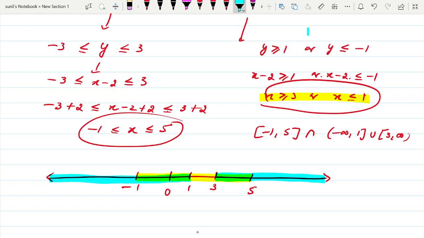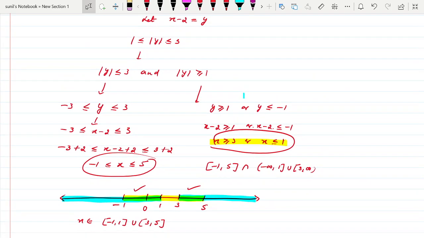now you have to observe the common part, guys. You have to observe the common part. Now what is the common part? The common part is this one and this one. So my final answer is closed interval minus 1 to 1 union 3 to 5. This is the final answer.